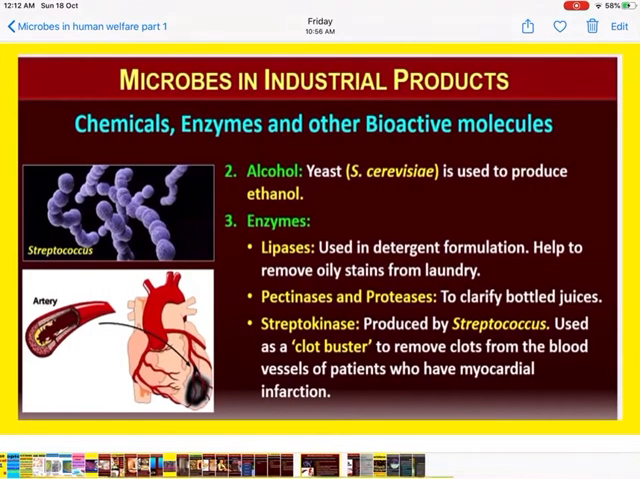Next enzyme, streptokinase. It is produced by Streptococcus and used as a clot buster. What do you mean by this? Look at the diagram. Here is the diagram of the heart and a portion in the heart has become black. It means there is a heart attack at this portion, and you can say myocardial infarction. Why is there a heart attack? Because there is a blockage in the artery. There is a clot in the artery. The passage is blocked. To remove this blockage, to remove this clot, this streptokinase is used. So they are the clot busters.